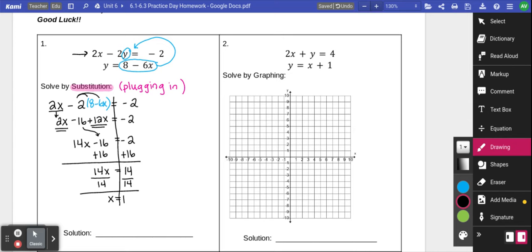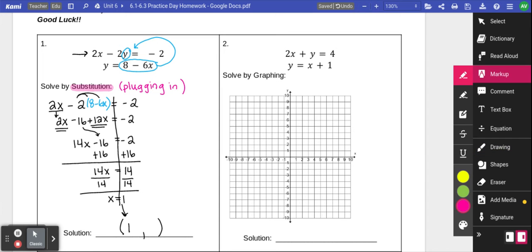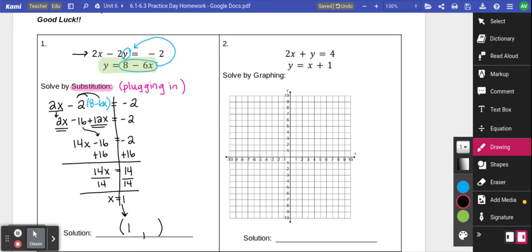Now that's the start of my solution, is that the x value in my ordered pair should be 1. But I need a second number for my solution. I need to find y. So what I'm going to do is go back to the original problem where I had an equation that said y equals 8 minus 6x.